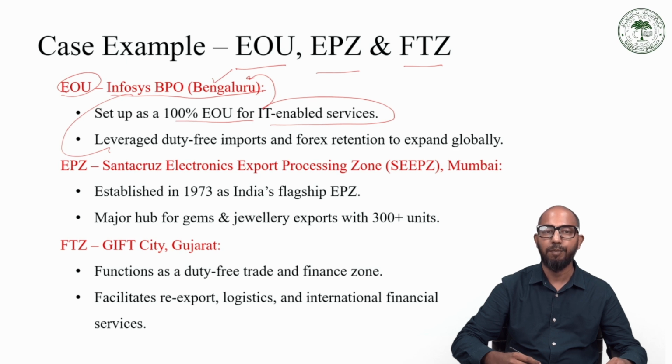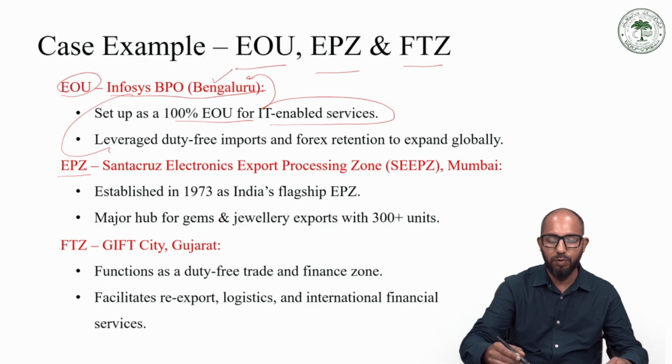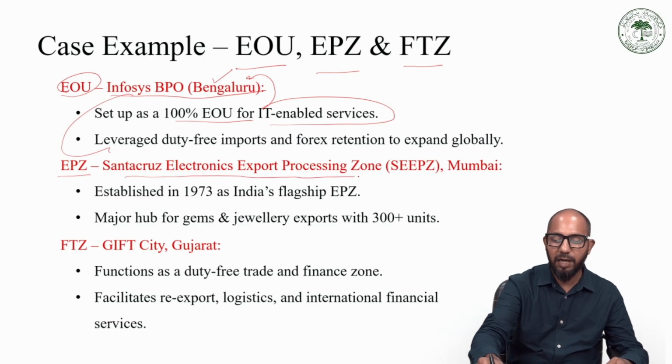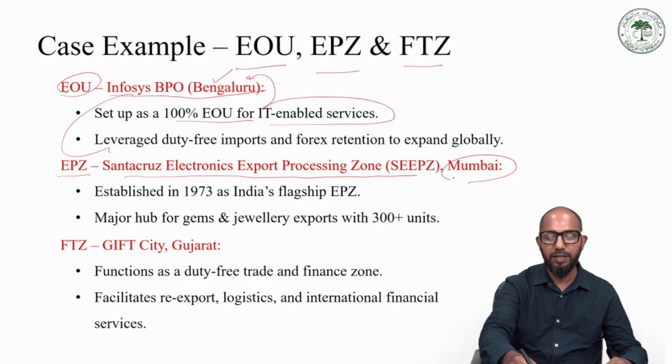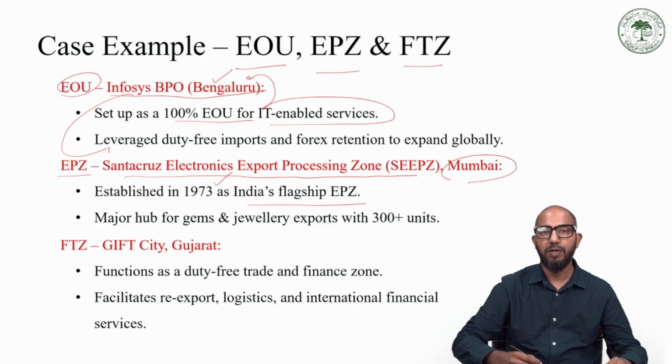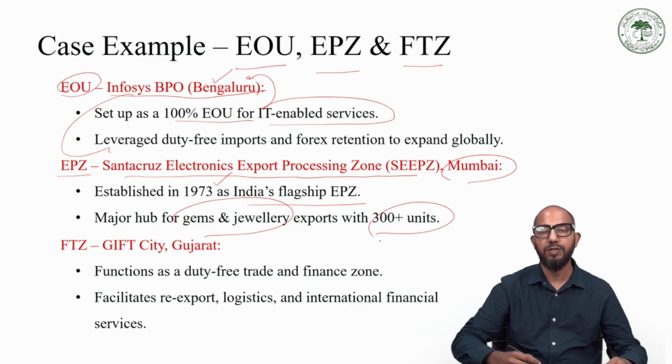And we all are aware that Infosys is one of the top leading companies which have become a global IT company emerging from India. The second case pertains to an export processing zone, Santa Cruz Electronics Export Processing Zone in Mumbai. It was established in 1973 as India's flagship EPZ. Because of its existence, it has become a major hub of gems and jewelry and has exported this with 300 plus small units. Thus, the success of gems and jewelry exports in India can be linked to EPZs.